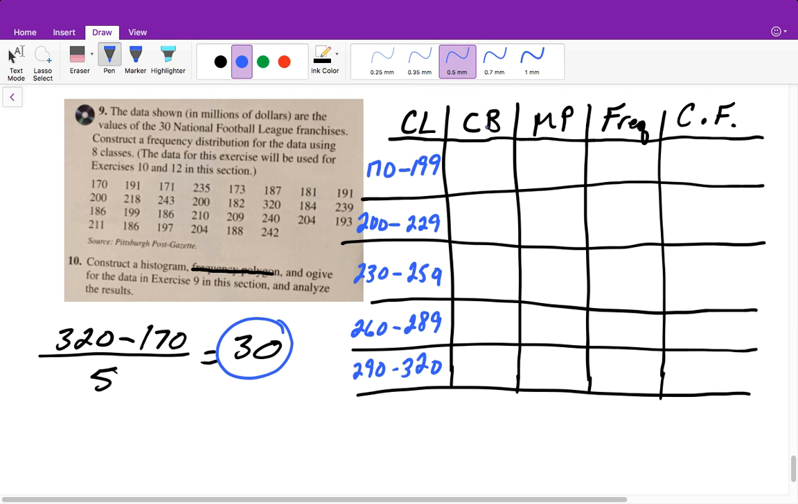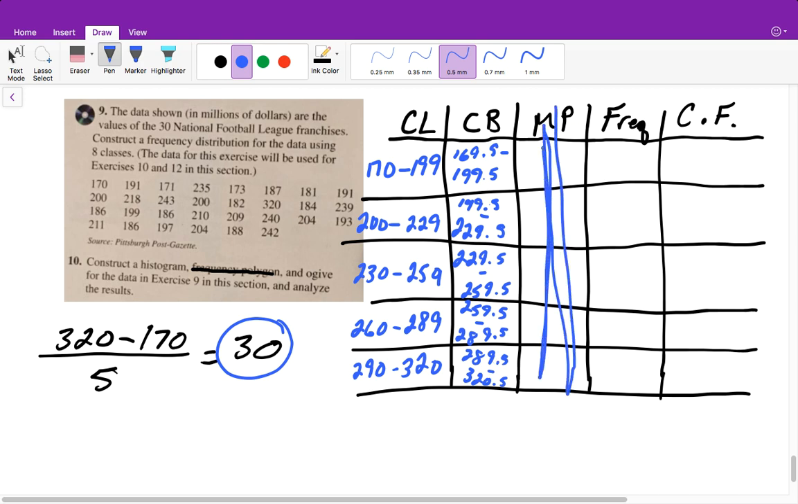All right. Our class boundaries, we would subtract 0.5, so it would be 169.5, and then we add 0.5, so 199.5. We subtract 0.5, so 199.5. And then we add 0.5, so 229.5. I'm going to fill in the rest of the table. All right. I'm not going to do the midpoint part of this because since I had an even value, I know I'm not doing my frequency polygon, so I'm just going to skip that.